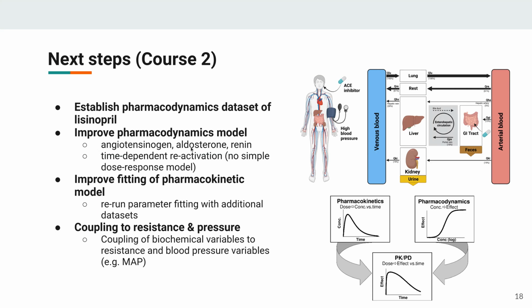We really want a dynamic pharmacodynamics model which also includes the other players like angiotensinogen, which is the precursor of angiotensin 1, aldosterone, and renin. And we want this time-dependent reactivation. So like I said, no simple dose response, but a more complex time-dependent thing. Definitely improve the parameter fitting, despite things looking pretty well, especially for the oral things. We just did a simple run of parameter fitting. We now have more data, so we just have to recalibrate parameters, and a lot of things should already look better after that.